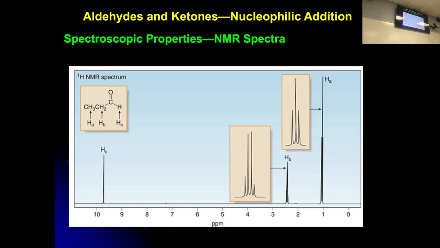HB, does that make sense? HB is around 2.5. That's the alpha carbon. That's exactly where we thought we would find it, right? Those hydrogens should be around 2.5. But does the splitting make sense? Does it? How many neighbors does it really have?